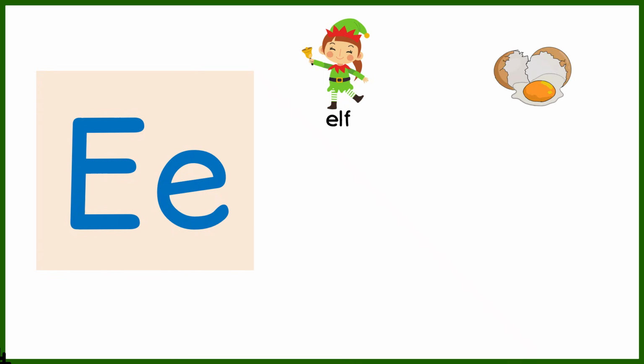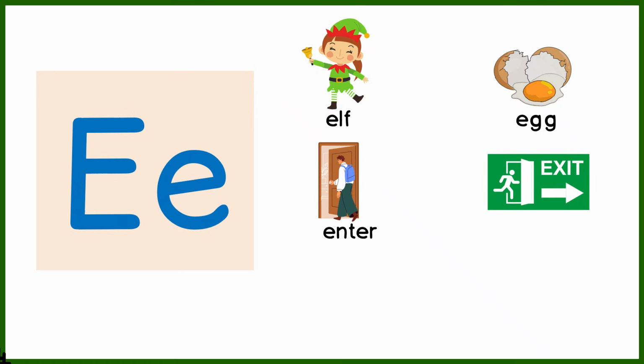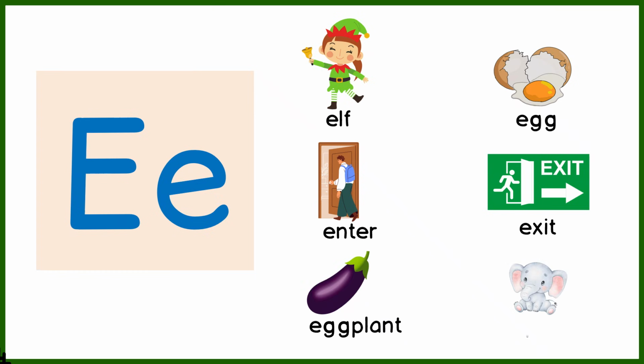This is vowel E. The sound is E. Say E. E is for elf. E. Egg. E. Enter. E. Exit. E. Eggplant. E. Elephant. E.